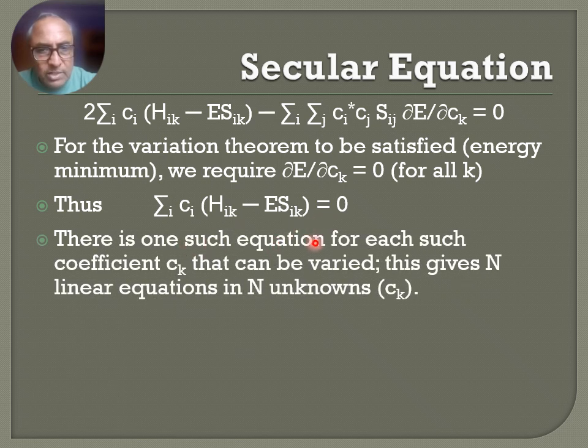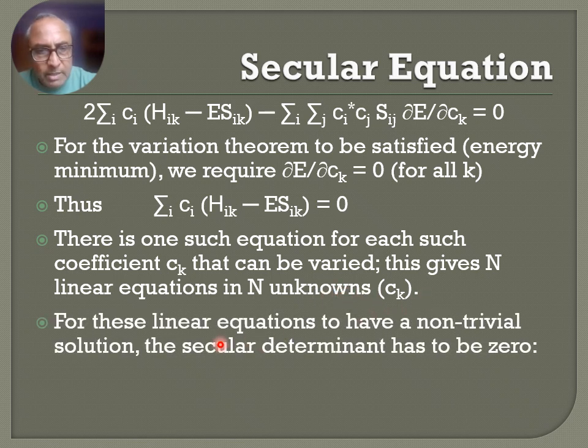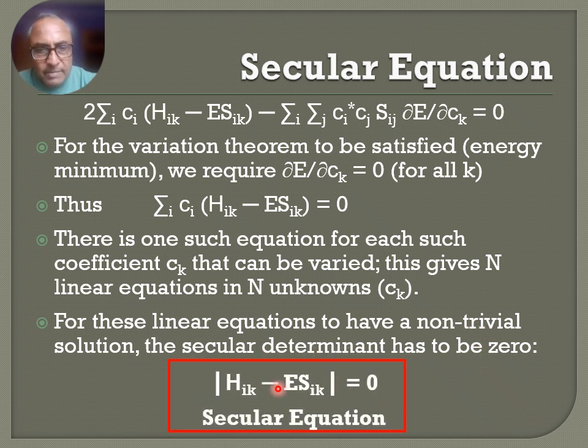There is one such equation for each coefficient ck that can be varied, and this gives a set of n linear equations in the n unknowns ck. And for these linear equations to have a non-trivial solution, the secular determinant has to be 0. That is, the determinant of Hik minus E Sik is equal to 0. This is known as the secular equation.